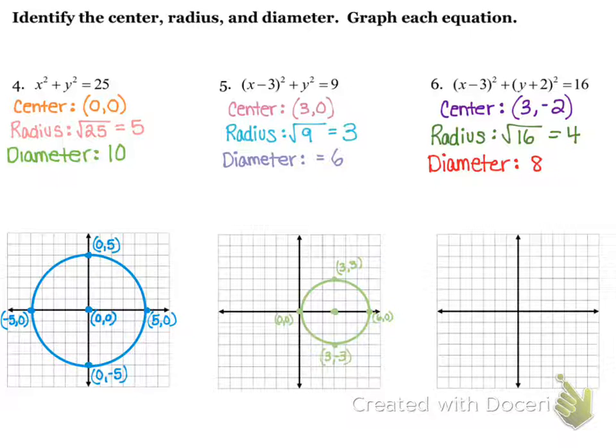Okay, so when I graph, I'm going to start at (3, negative 2) as my center. And then I'm going to go 4 units to the right, up, left, and down. So I have a point here at (7, negative 2). Above it, I have a point at (3, 2).